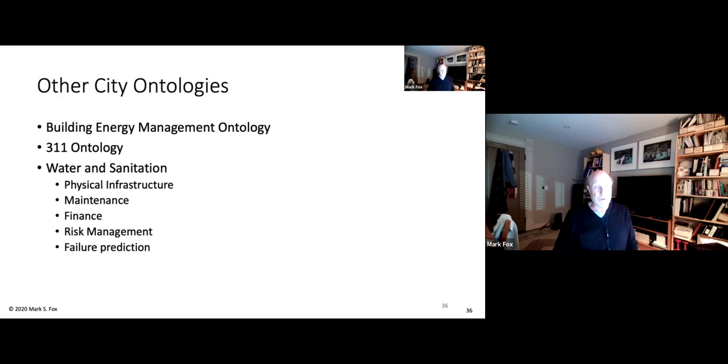Within our group, we are working on a number of other ontologies. We've built a building energy management ontology, and an ontology for 311, the customer service phone number for cities in North America. We are also working with the City of Toronto on the development of an ontology for the Water and Sanitation Department to be able to not only represent their physical infrastructure, but to be able to predict maintenance, perform financial analyses of their infrastructure, perform risk management and predict failures.